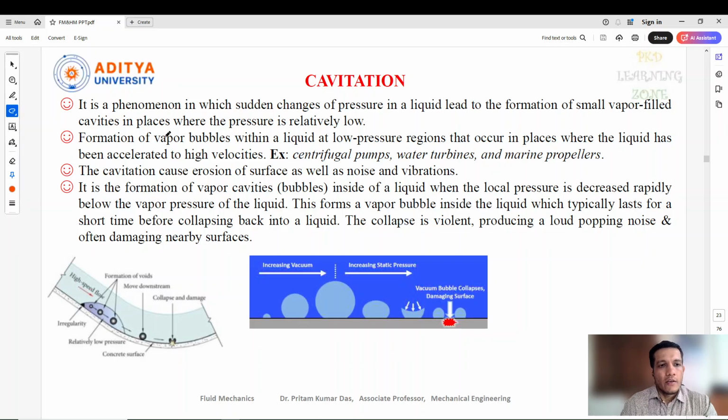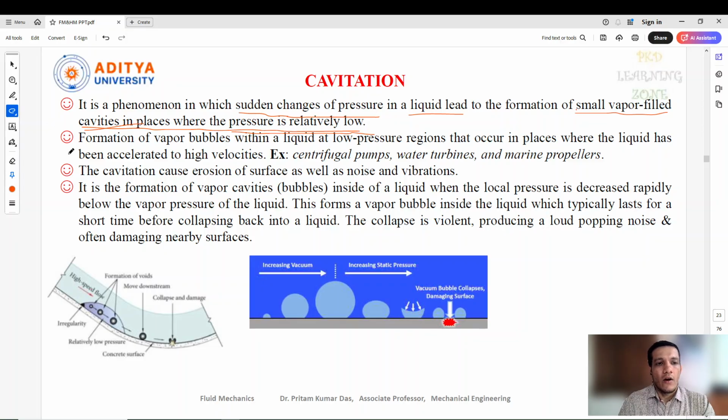Cavitation is the phenomenon in which sudden changes of pressure in a liquid lead to the formation of small vapor-filled cavities in places where the pressure is relatively low. That means there is a pressure difference, a sudden change of pressure in a liquid, and due to this pressure difference, small vapor-filled cavities form where the pressure is relatively low.